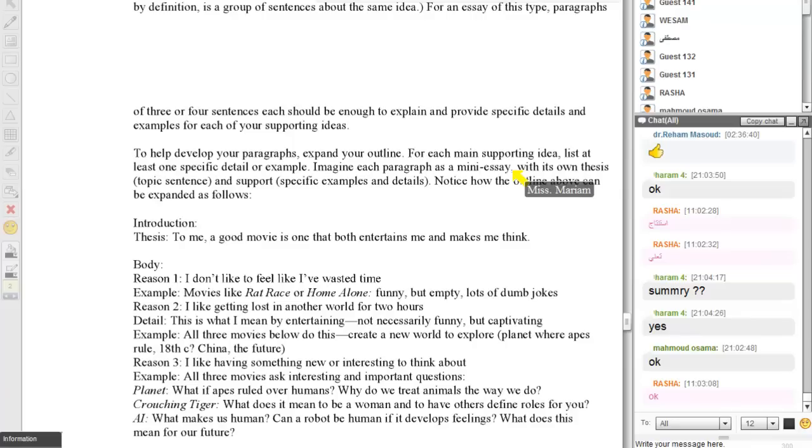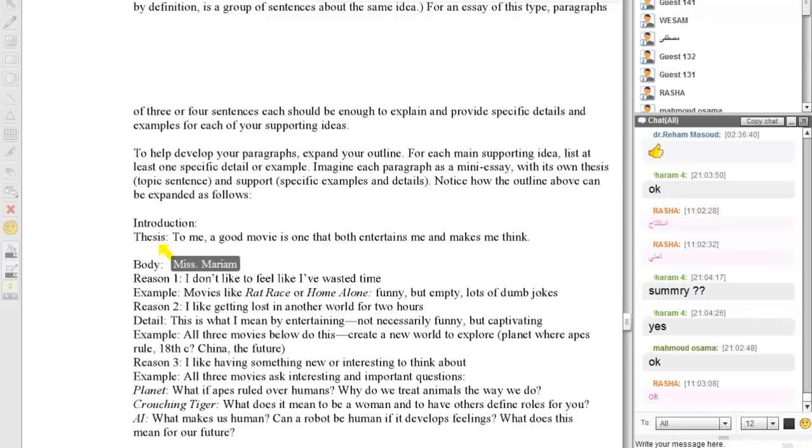Okay, we are going to see an example paragraph. Each paragraph has a main idea and specific examples and details. Notice how the outline explains it. What does it mean? It means that you can treat everything as if it is a small essay. It will have its own introduction, its own body, and its own conclusion.